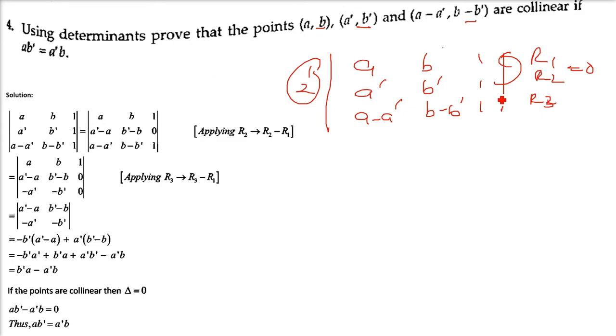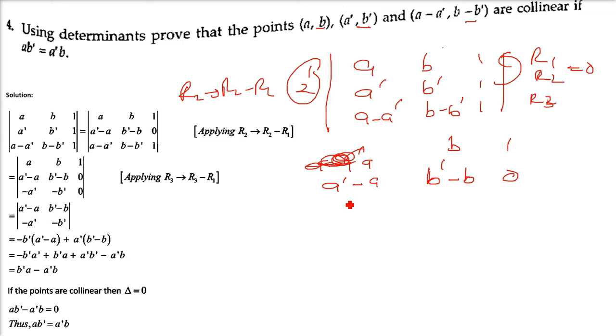So you have to write exactly what I am showing you in the printed area. So we have A minus... R2 minus R1 is A dash minus A, B dash minus B, and 1 minus 1 is 0. Let me write the first row also, A, B, 1.